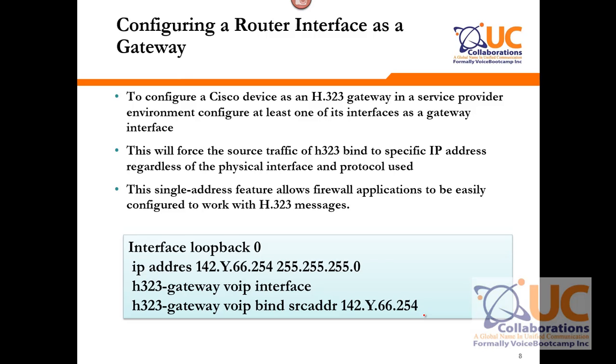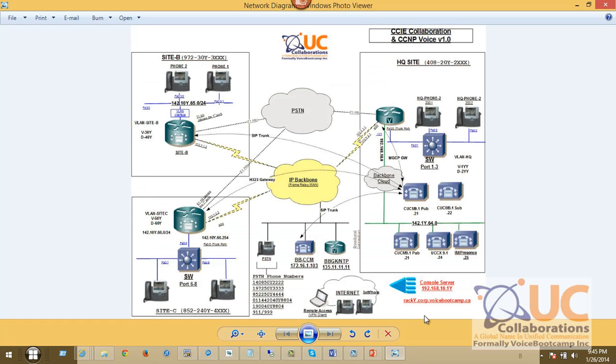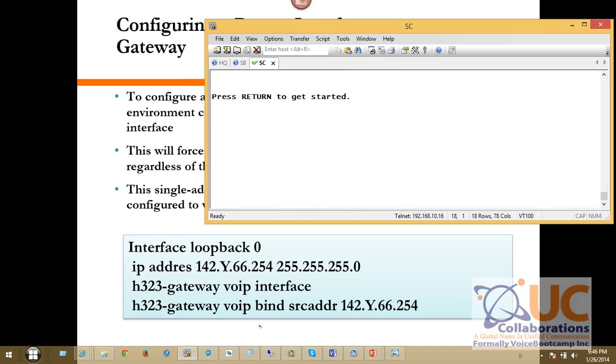So what we do, we use a loopback address on the router to communicate with call manager. So if we take a look at our topology, we're going to configure our Site C router right here to communicate with the call manager over H323 gateway. So we're going to configure these settings on the Site C router. So we log into our Site C.